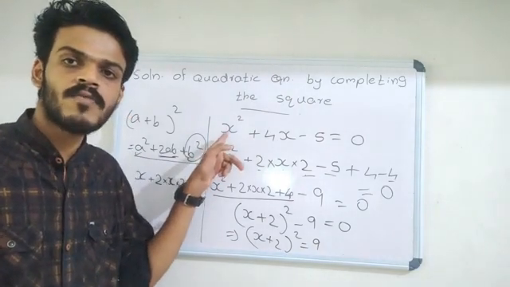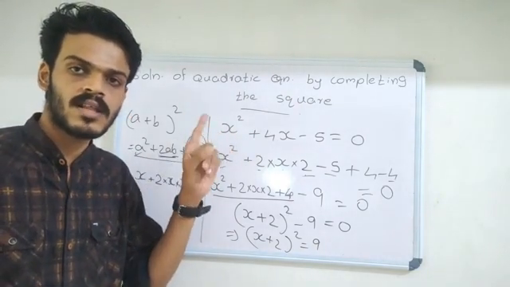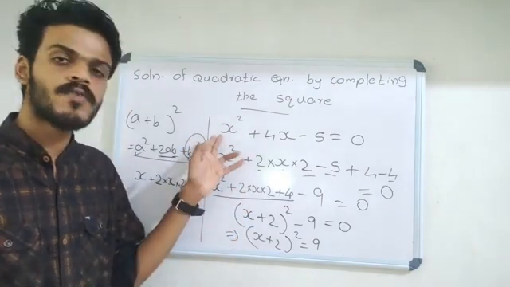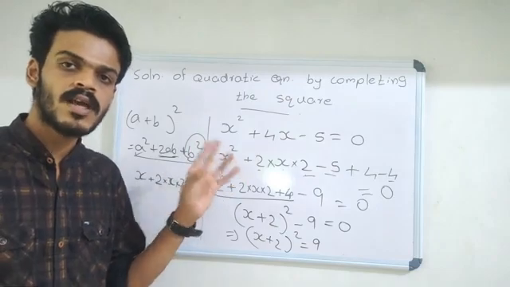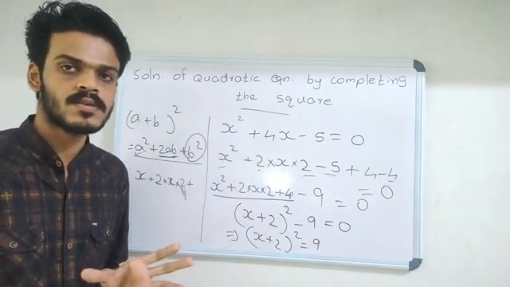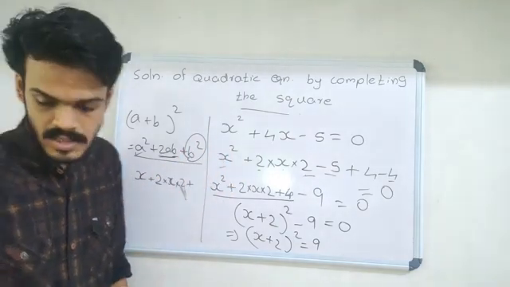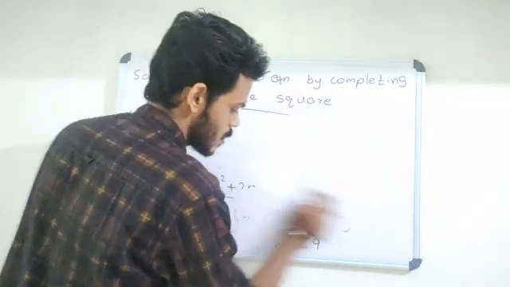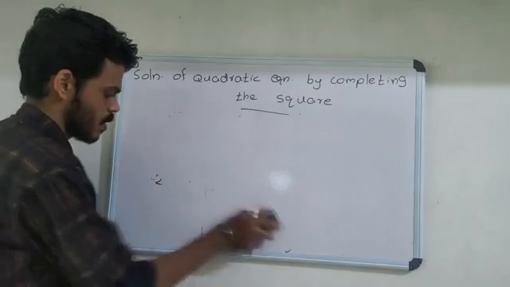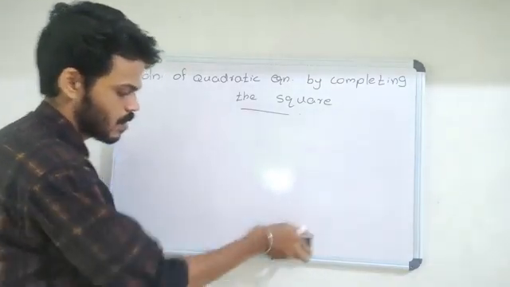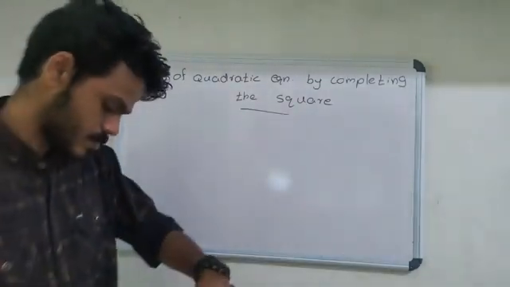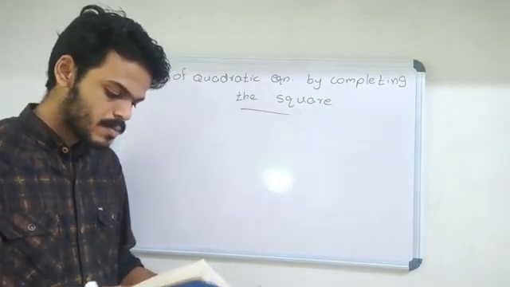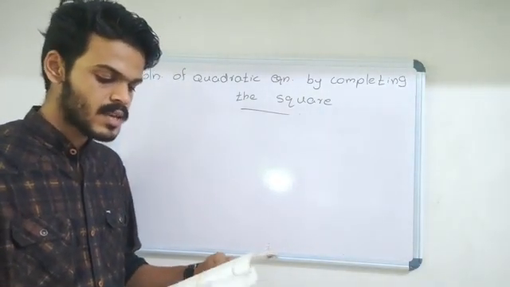But here the coefficient of x square was 1. That's why it seems to be easy. If the coefficient of x square is not 1, then there are some more steps. So now we can see such a question. In page number 78, you can see a question.